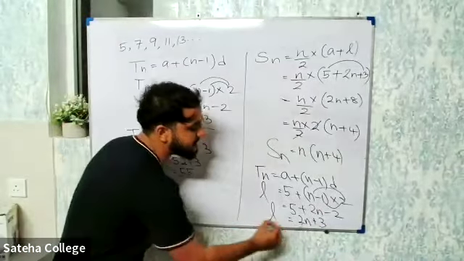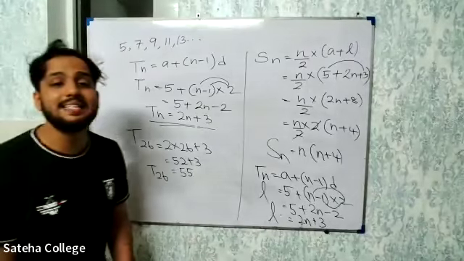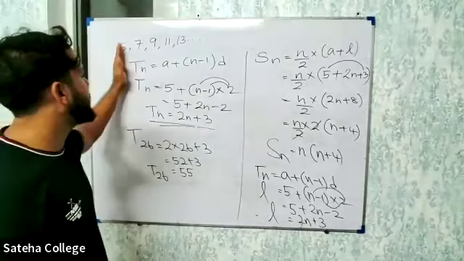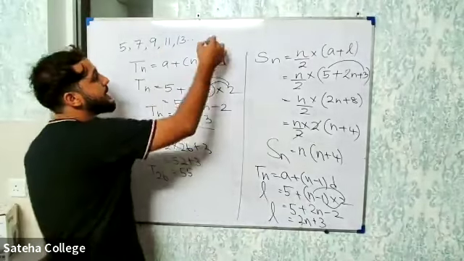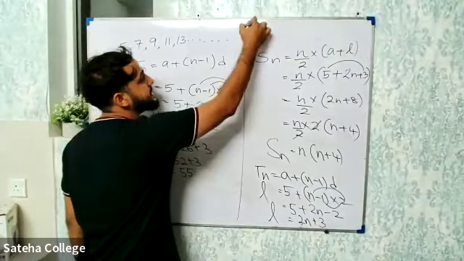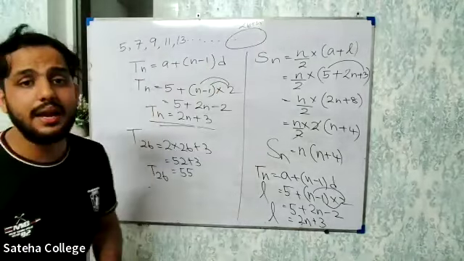Right. Problem number 3. Show that the amount of money in the till at the end of the 26th day is 780. So the first day she's putting 5 rupees, then 7, then 9, 11, 13. Likewise, until the 26th day, she's putting money inside the till. Now remember, this is not the money inside the till. This is the amount of money she's putting inside the till every day.